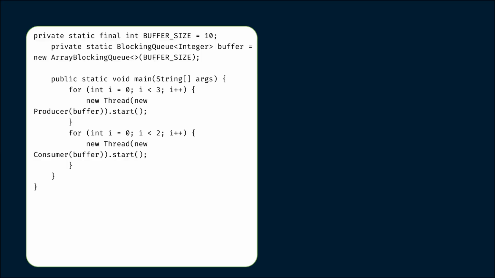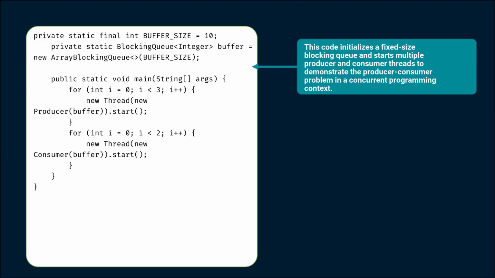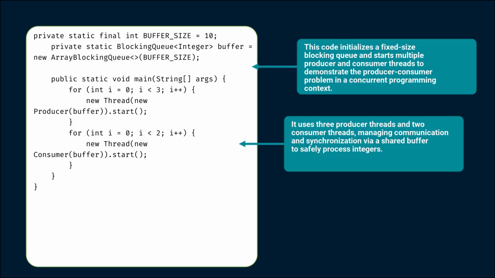Now let's take a look at how we can handle multiple producers and consumers in our implementation. We start by defining a new buffer size of 10, which will allow us to accommodate more produced items before the consumers take them. The blocking queue is implemented using ArrayBlockingQueue, providing us a thread-safe way to store the produced items. In the main method, we create 3 producer threads and 2 consumer threads. Each producer will continuously generate items, while the consumers will retrieve and process these items concurrently. The threads are started immediately after they are created, allowing them to operate independently.